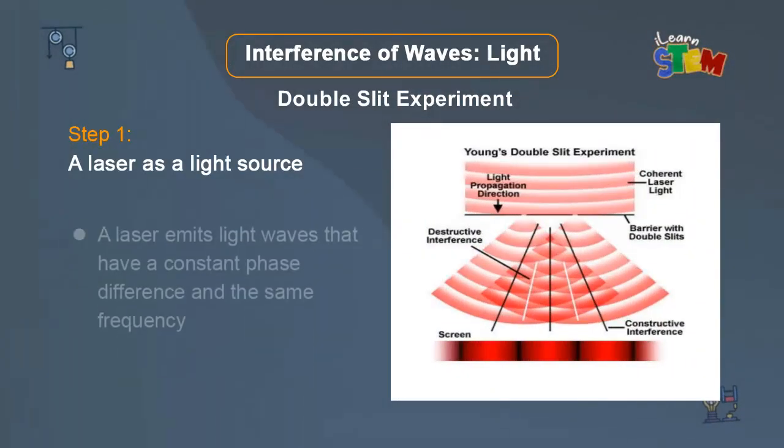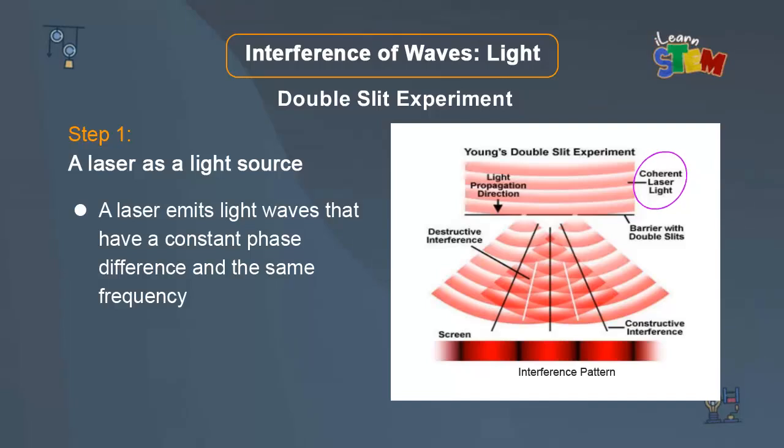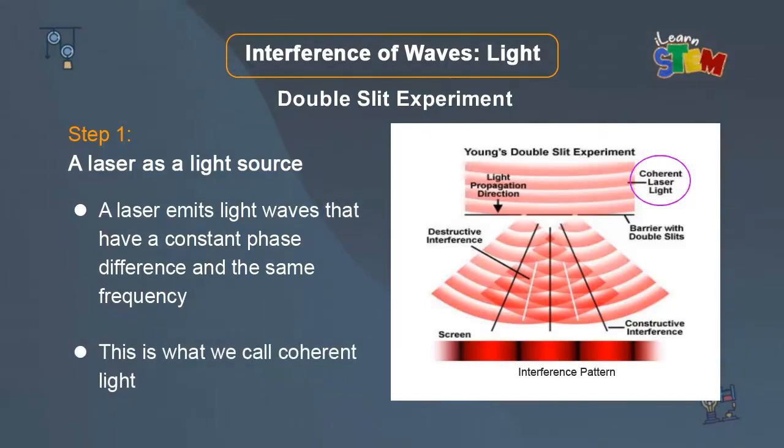Step 1. Let's start with a laser, which produces a very special kind of light. Unlike normal light from a bulb, laser light has waves that are perfectly aligned in phase. This means the peaks and valleys of the waves match up as they move forward. This is what we call coherent light because the waves don't randomly change phase.